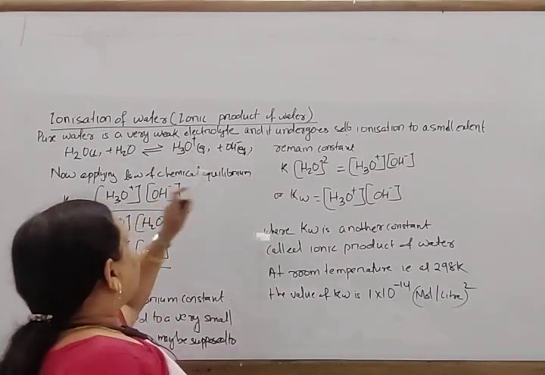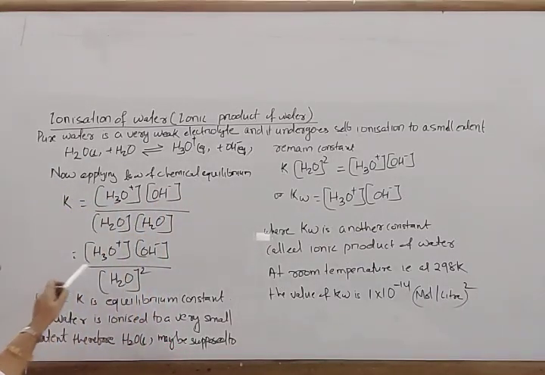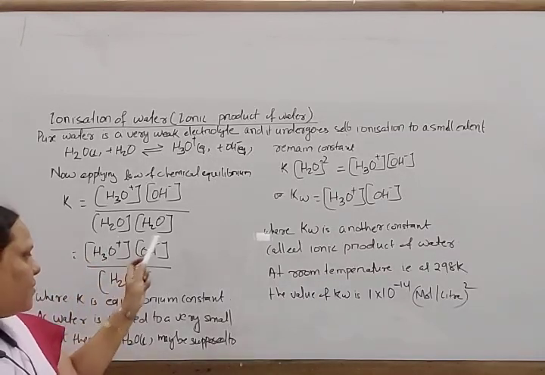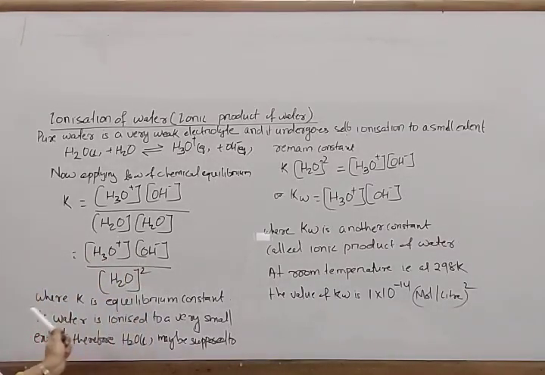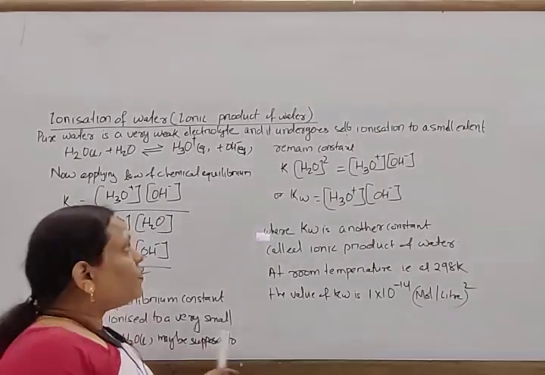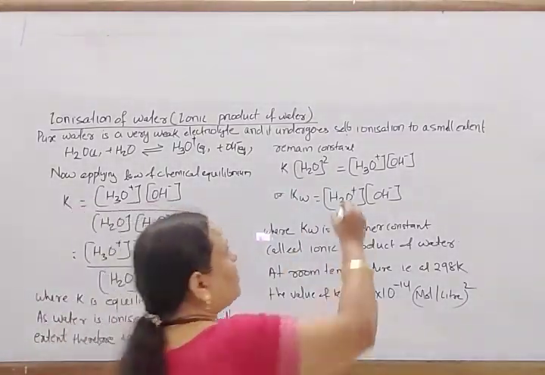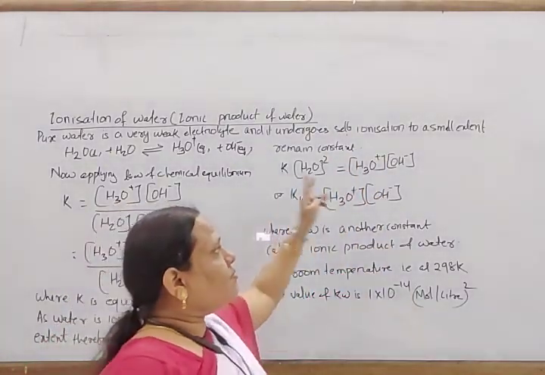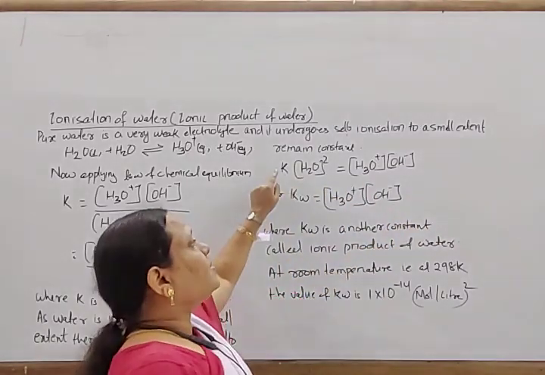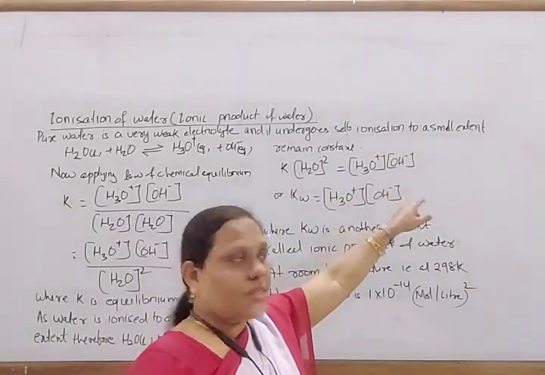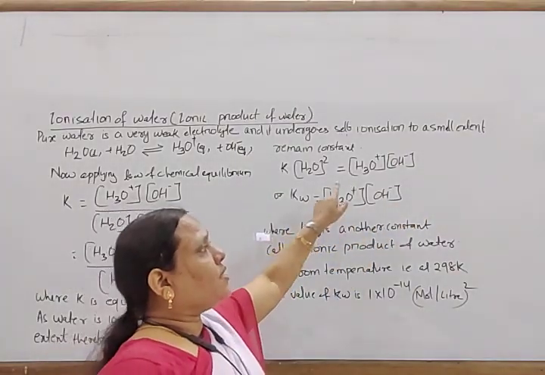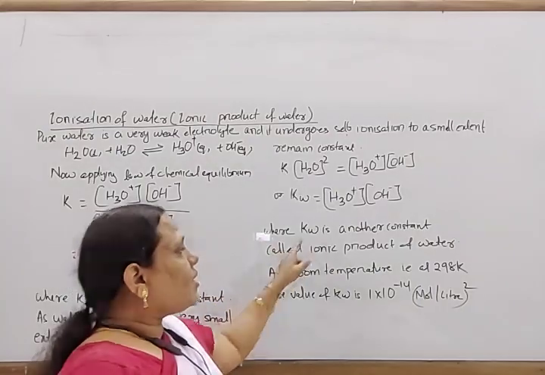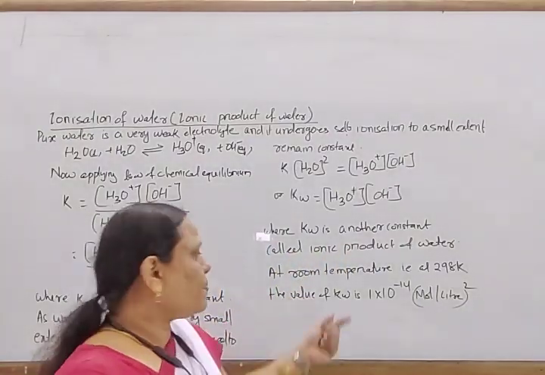So note down: for H2O, K is equal to [H3O plus][OH minus] by [H2O] square, where K is the equilibrium constant. As water is ionized to a very small extent, the concentration of liquid water may be supposed to remain constant. So the constant part is on one side, and the variable part is on the other side. So K[H2O] square equals [H3O plus][OH minus], or Kw is equal to [H3O plus][OH minus]. So here Kw is another constant called the ionic product of water.